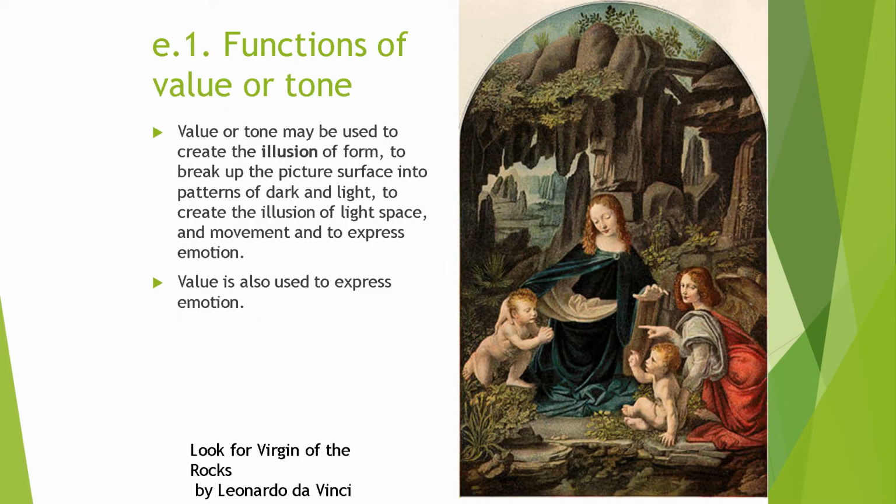Functions of value or tone. Value or tone may be used to create the illusion of form, to break up the picture surface into a pattern of dark and light, to create the illusion of light, space, and movement, and to express emotion. Value is also used to express emotion. In this example, the use of value or tone obviously gives the illusion of space.